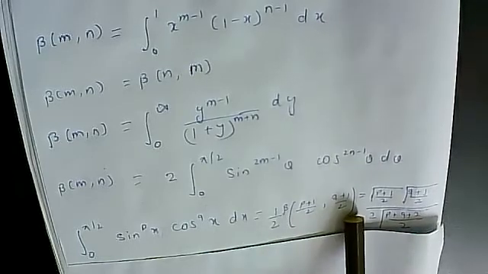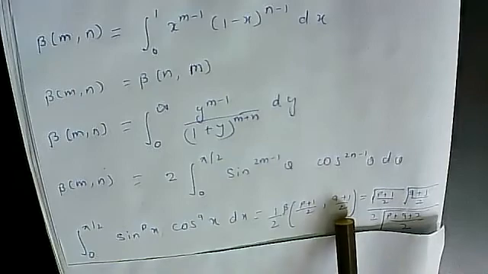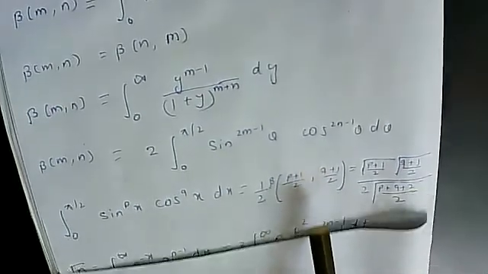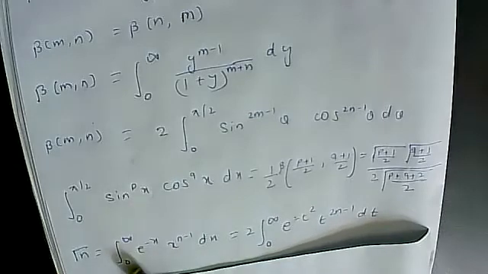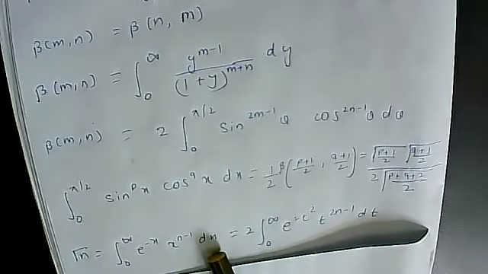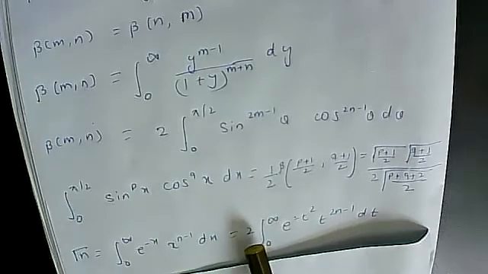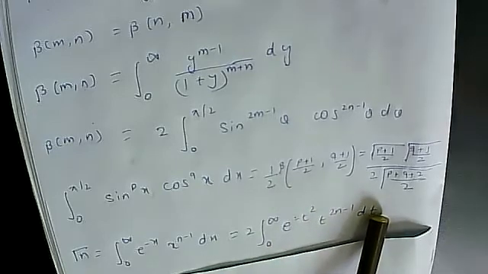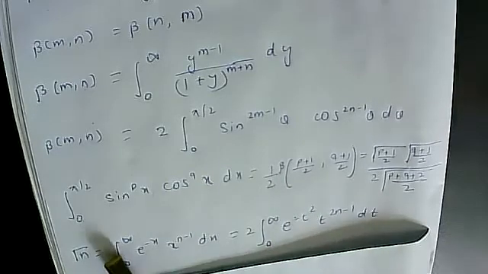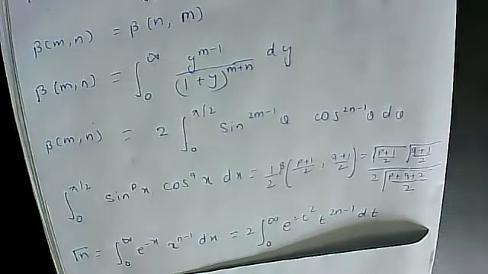Now what is a gamma function? Gamma function is also a type of integral. It is defined as gamma(n) is equal to integral 0 to infinity e to the power minus x, x to the power n minus 1 dx. It is also equal to 2 integral 0 to infinity e to the power minus t square, t to the power 2n minus 1 dt. Now, the gamma function has a few more properties which we will discuss.